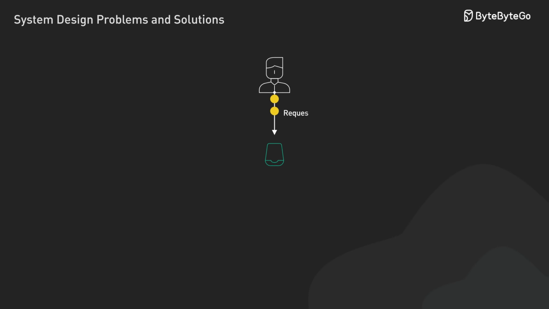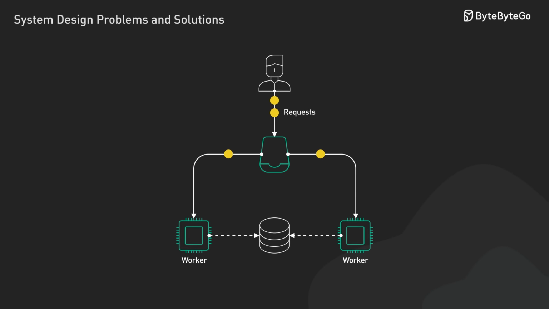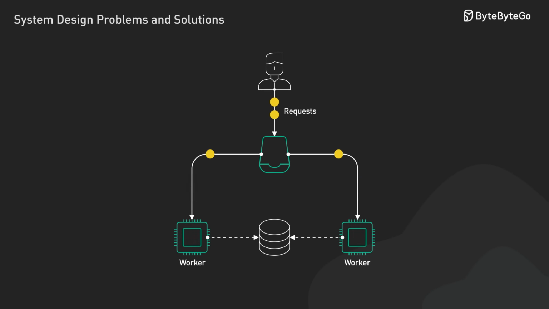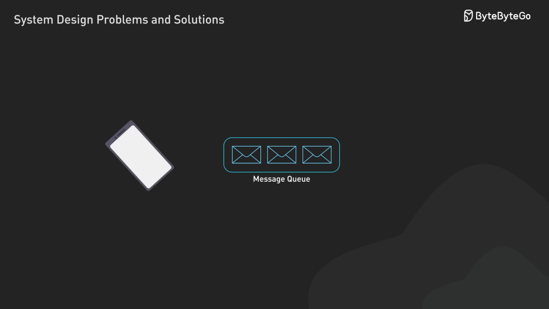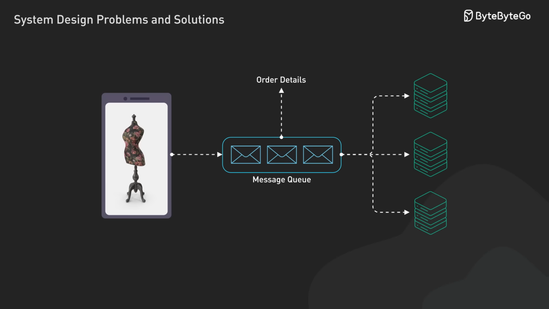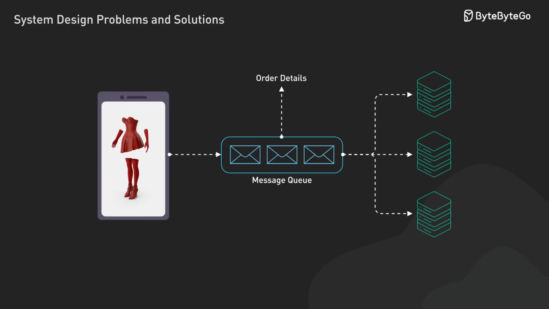We tackle this with 2 approaches. First, asynchronous writes with message queues and worker processes. Instead of processing writes immediately, the system queues them for background handling. This gives users instant feedback while the heavy processing happens in the background.